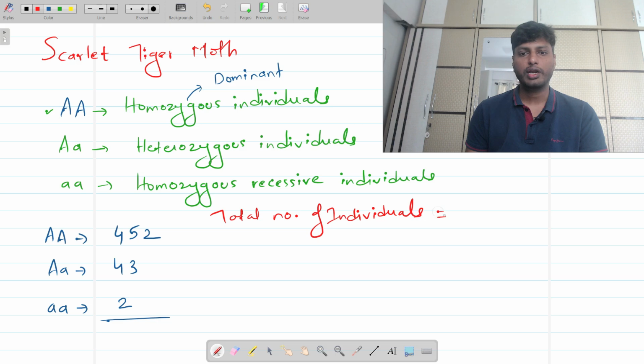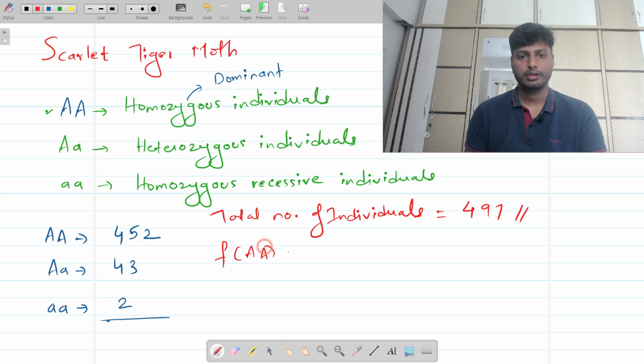So if we calculate the total number of individuals, it is nothing but 452 plus 43 plus 2. So this will roughly come around 497.